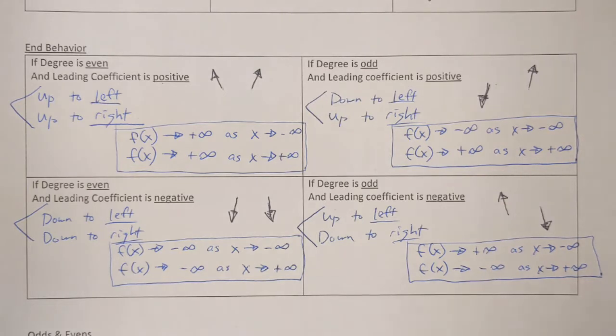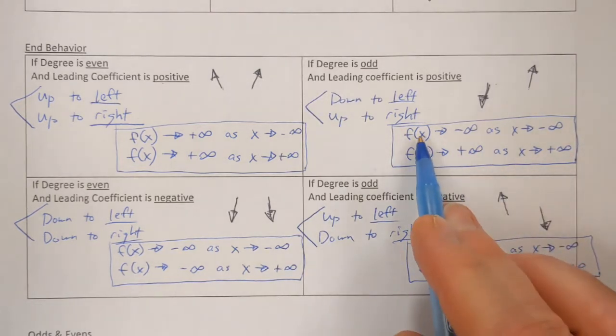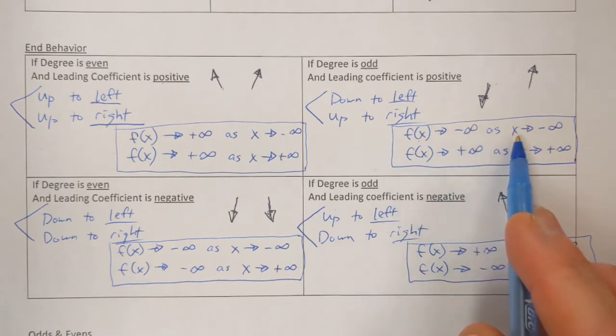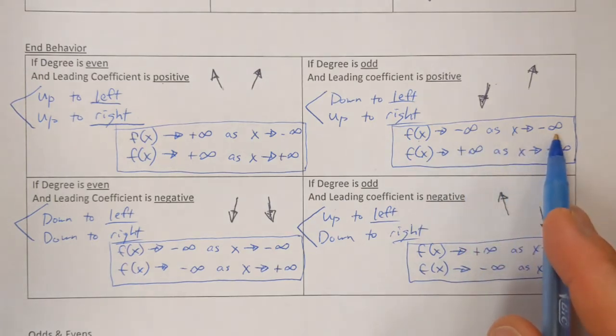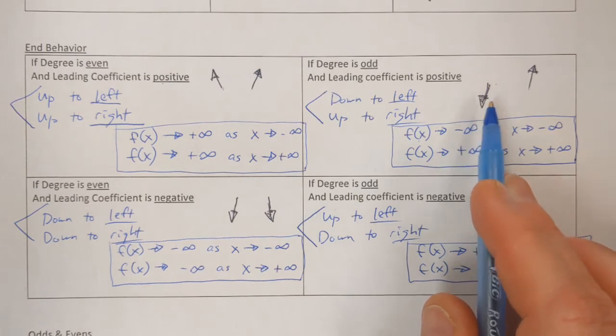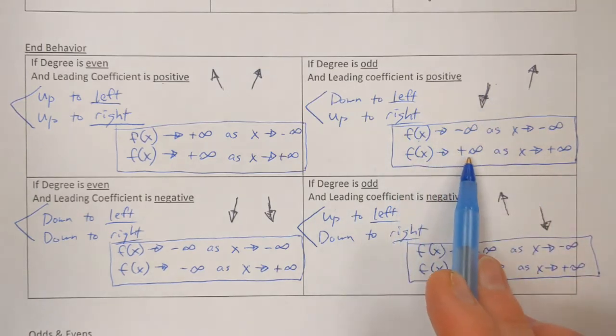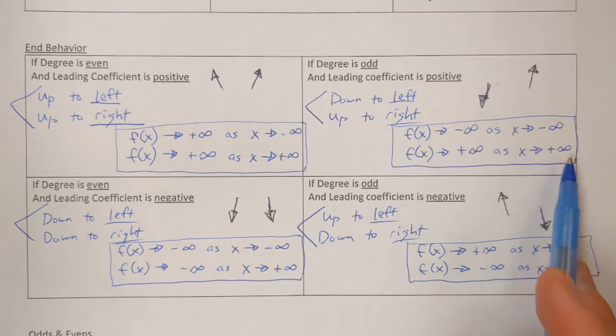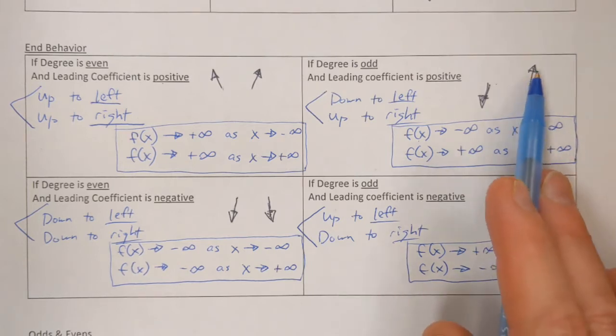All right, so in these boxes, this is another way to write end behavior a little bit more academically. And we'll translate one more. Here it's saying the function goes down to negative infinity as x goes left to negative infinity, or the arrow goes down to the left. Here you're saying the function goes up to positive infinity as x goes to the right to positive infinity, or the arrow goes up to the right.